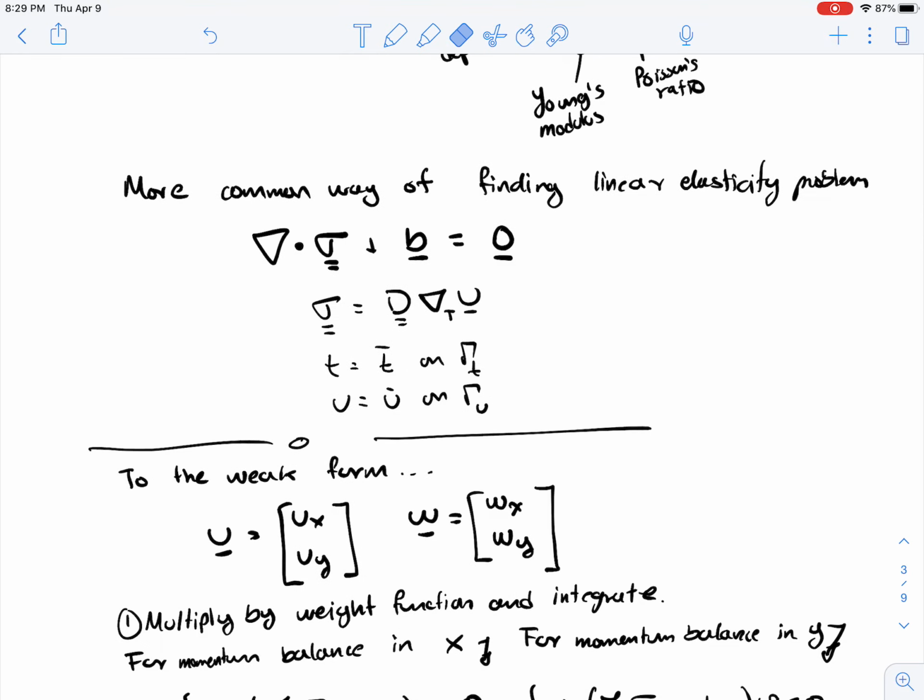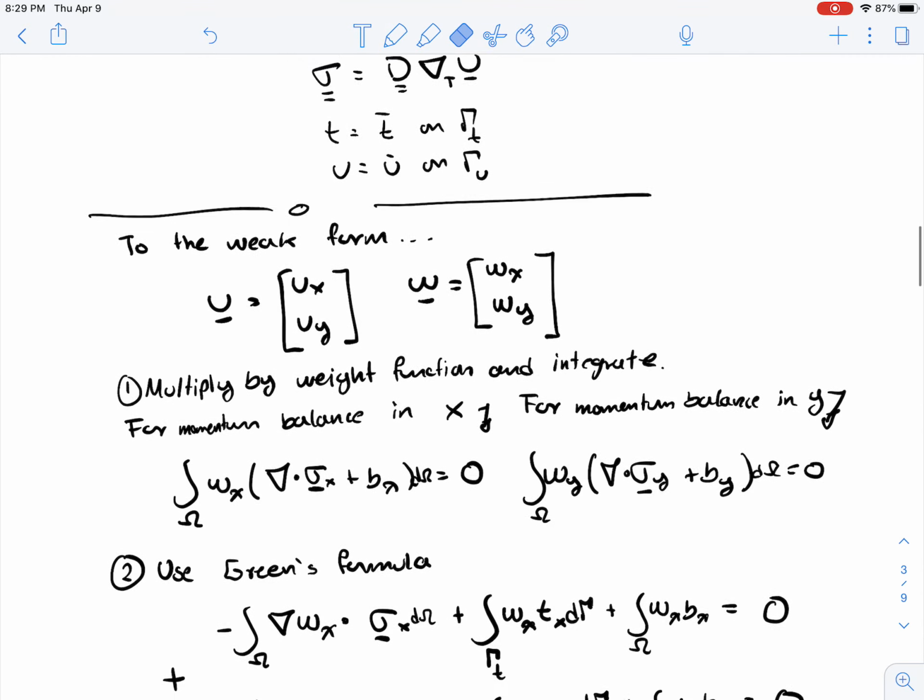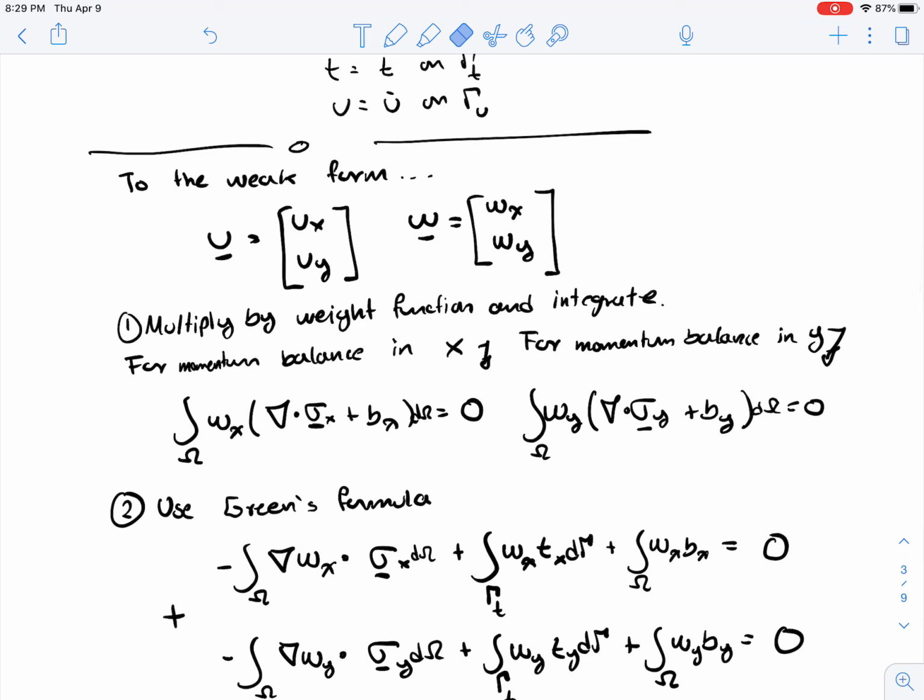In order to go from the strong form to the weak form, we're going to go the same way that we've done for the 1D problems and for the heat transfer problem in 2D. We're going to multiply by a weight function, do integration by parts, or Green's formula in 2D, then rearrange a little bit and apply boundary conditions, and we're going to end up with our weak form. Again, what is the difference? Because we have 2 degrees of freedom, displacement in x and displacement in y, we also need to introduce two weighting functions, wx and wy.